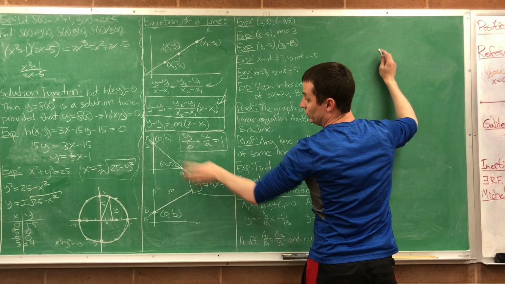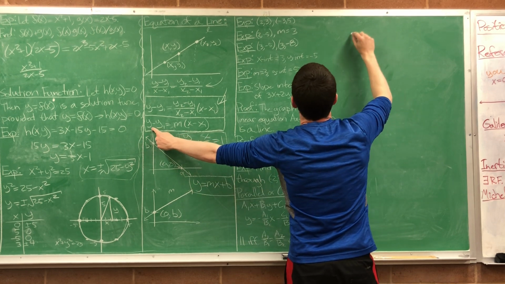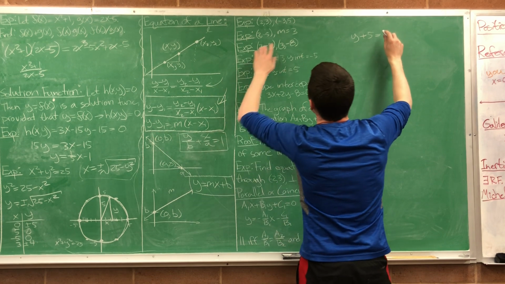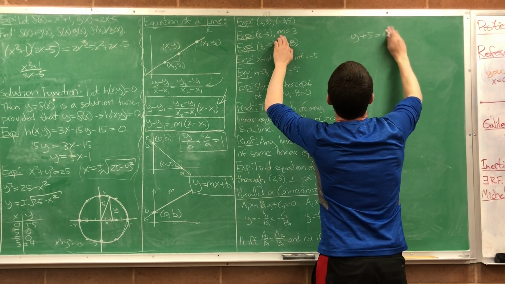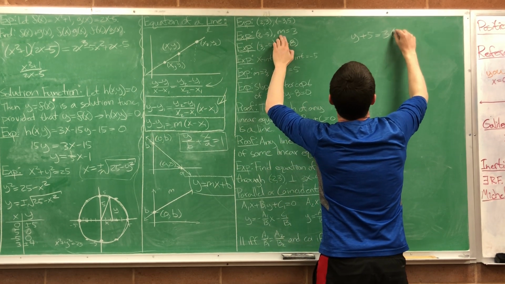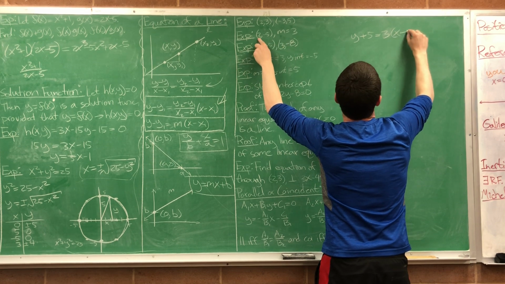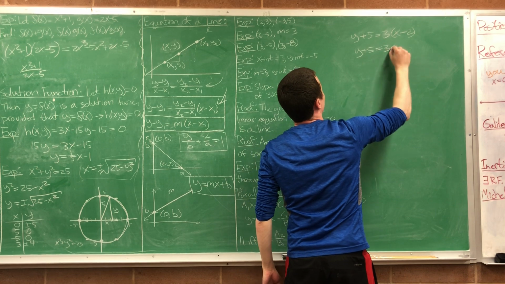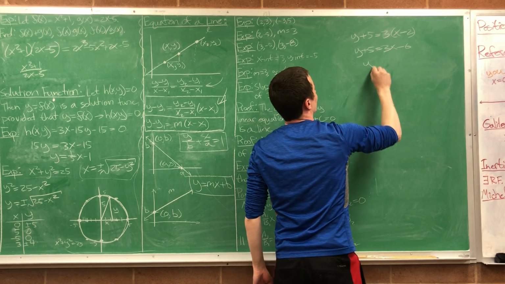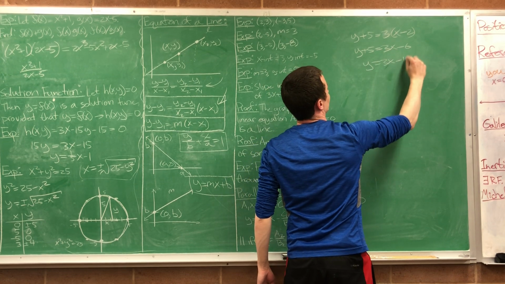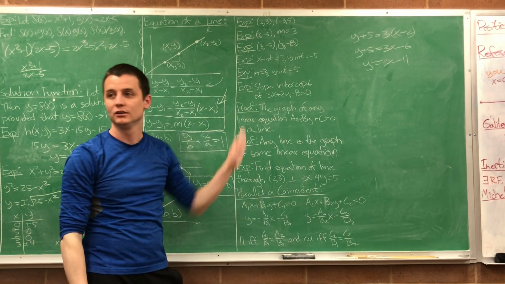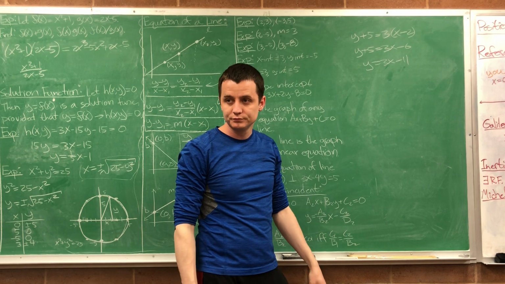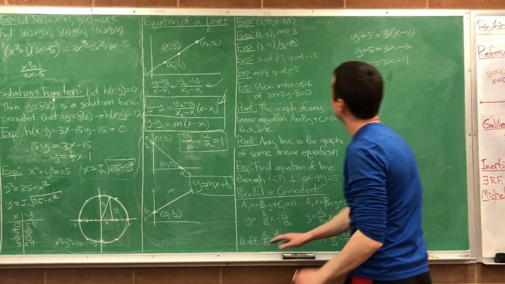So now we're going to use the point-slope formula. So we have y minus y1 is equal to m times (x minus x1). So we have y plus 5 is equal to 3 times (x minus 2), which is 3x minus 6. So we have y is equal to 3x minus 11, which is what we were expecting. A steep line with a pretty low y-intercept. Okay?